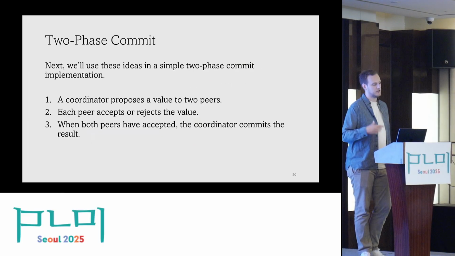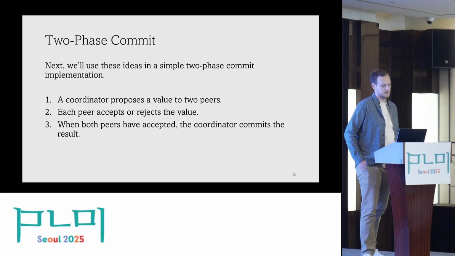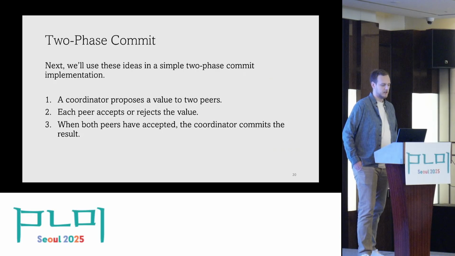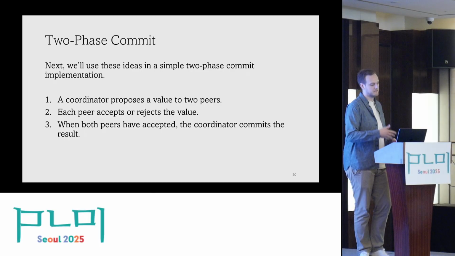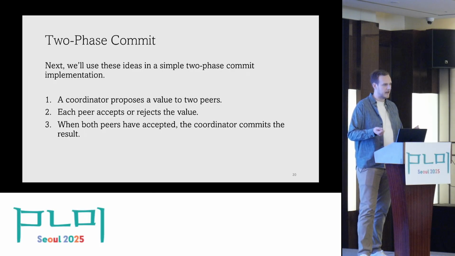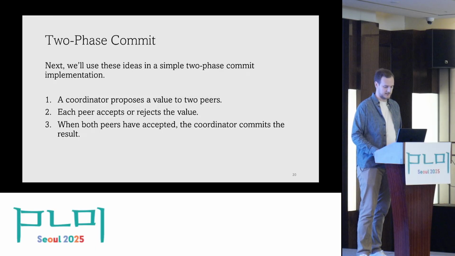Right now I want to give you another example, which is a two-phase commit. This is a very basic distributed algorithm. The idea is that you have two peers who are trying to agree on some value, and you have a coordinator that's trying to help them. The coordinator is going to propose some value to the two peers. Each peer will look at the value and decide whether it wants to accept or whether it's going to reject. And then when and if both peers have accepted, the coordinator should commit the result and indicate success.